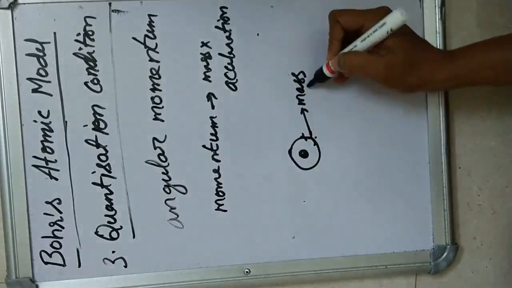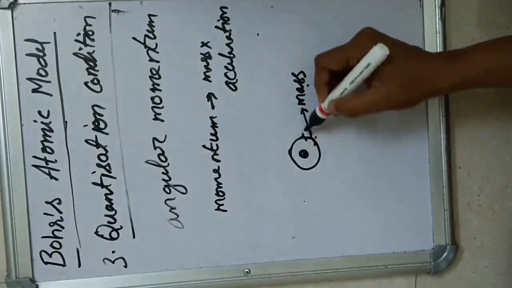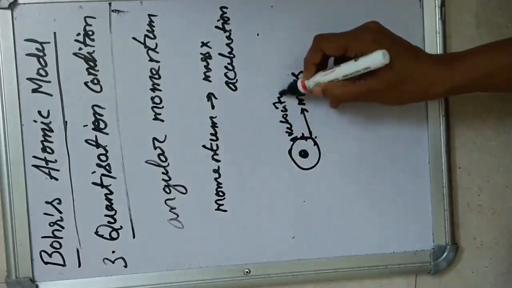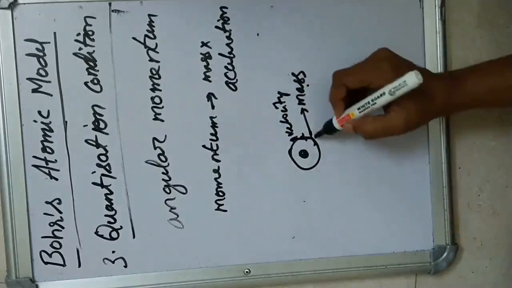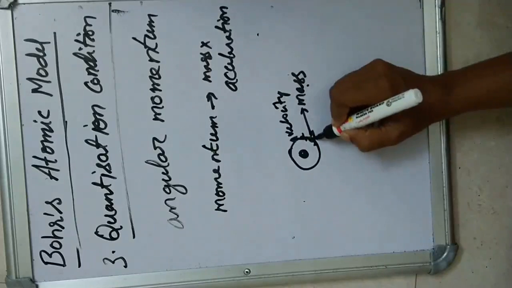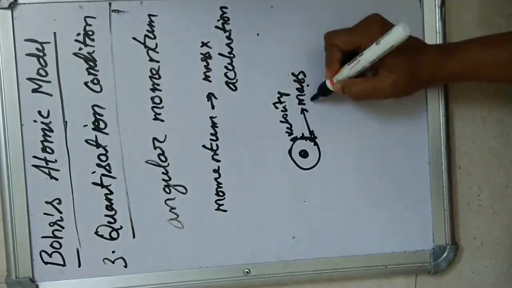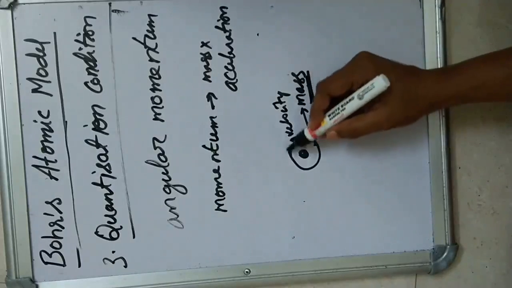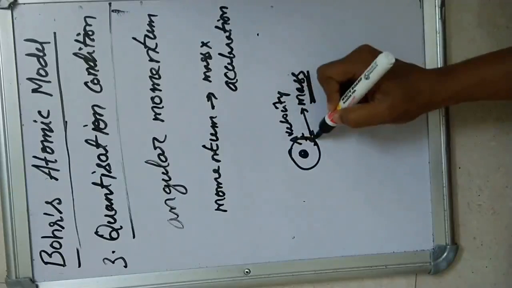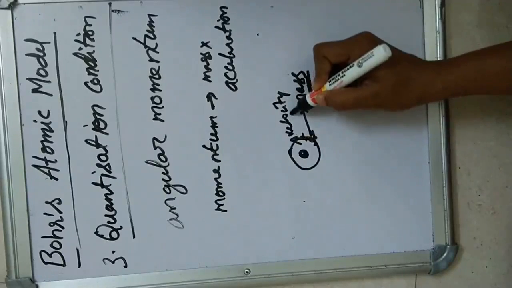Since it is a particle, it has a mass, and since it is revolving, it has a velocity. Now if I consider the electron as a particle, since it is a particle, it has a mass. Since it is revolving around the nucleus, it has a velocity. So the electron has both mass and velocity.